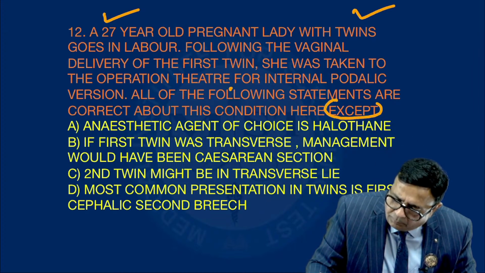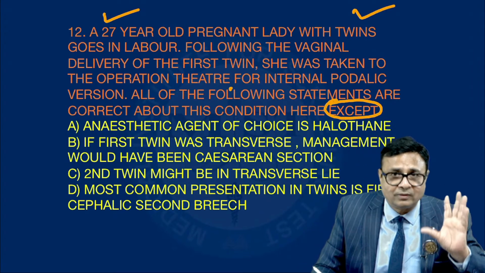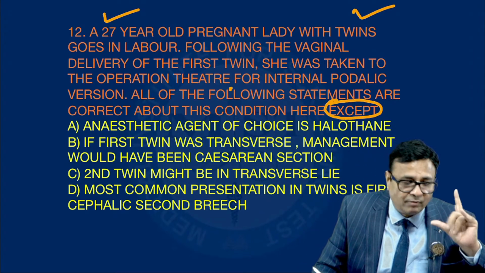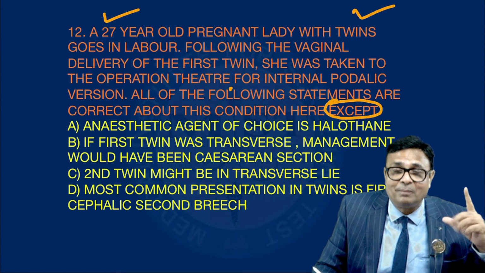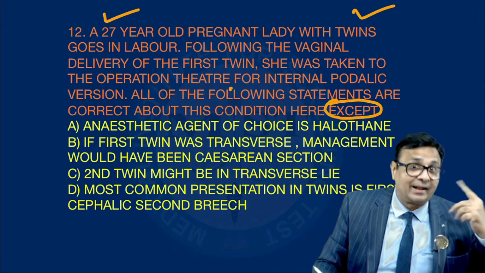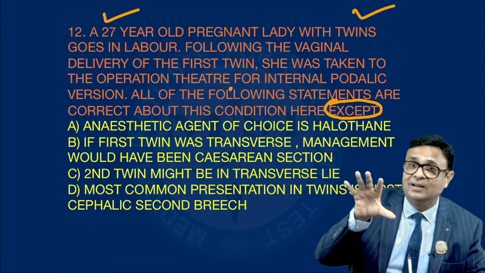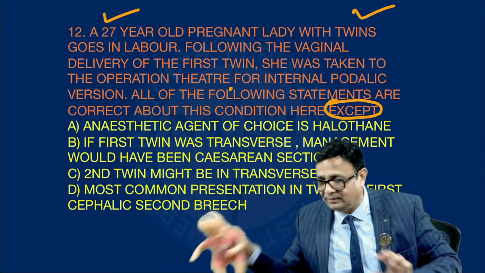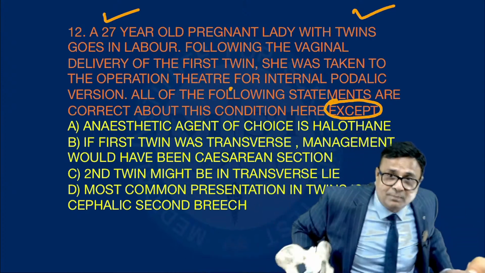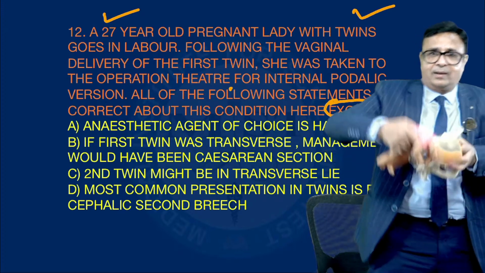So internal podalic version is done to deliver the second twin in transverse lie. We all know this. Another name of internal podalic version is breech extraction. So beta, don't confuse assisted breech delivery with breech extraction. Breech extraction, or internal podalic version, means the second twin is in transverse lie.